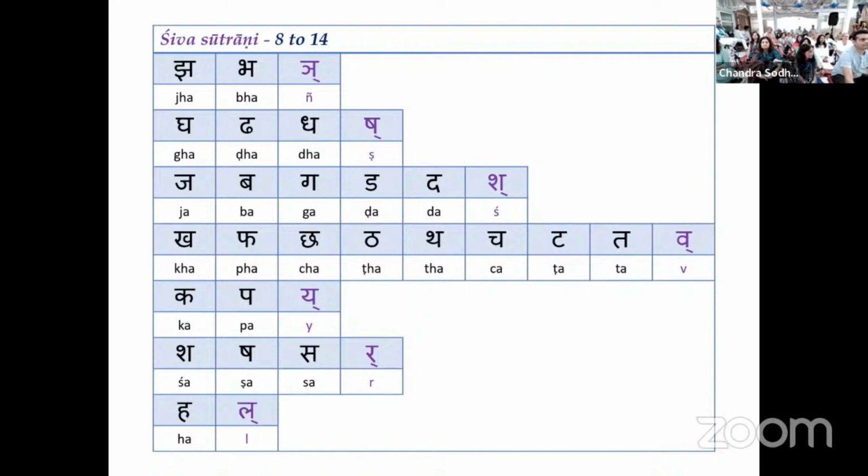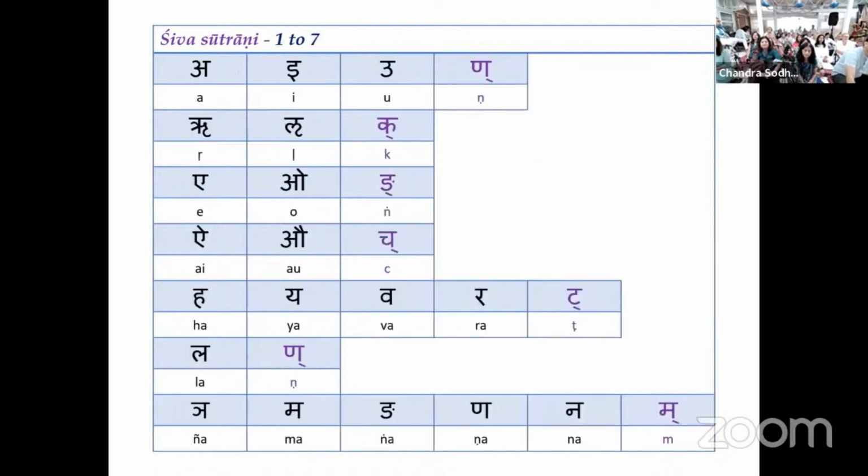Ka, pa, cha, ta, chatatava. Kapaya. Shashasara. Hala. So this is the Shiva Sutra, right? Okay, so let us go once again, okay?